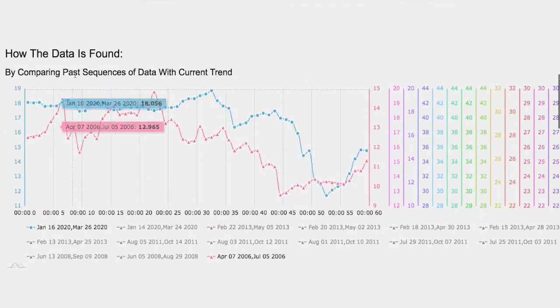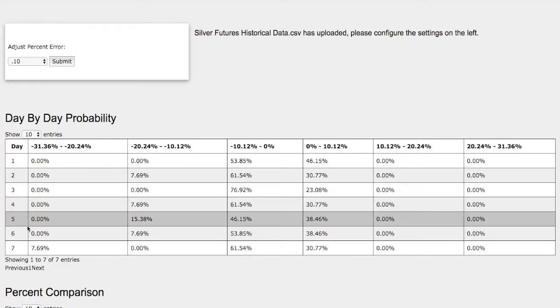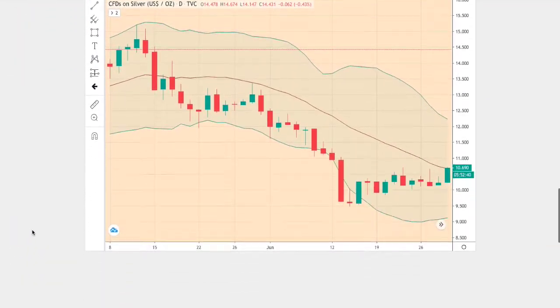Again, this model is now available in the link below, so do check it out. So as the days progress to the 7th day, we have a 31% chance for silver to climb higher between 0 and 10%. On the other hand, we have a 62% chance for silver to fall between 0 and negative 10%. And on the extreme case, we have an 8% chance for silver to fall between negative 20% and negative 31%. So let's head to where silver will head to in the next coming days.